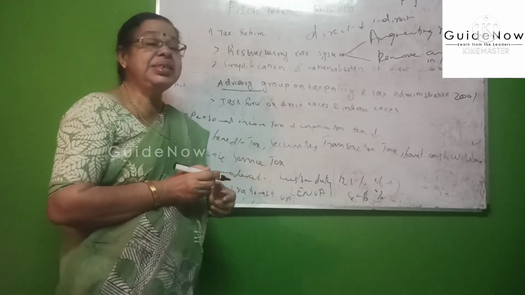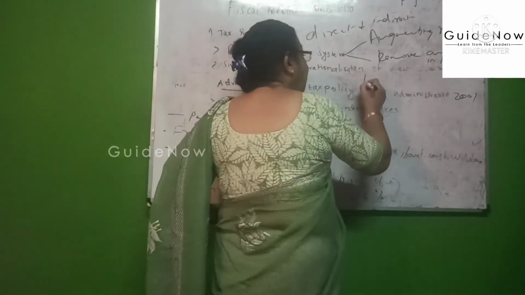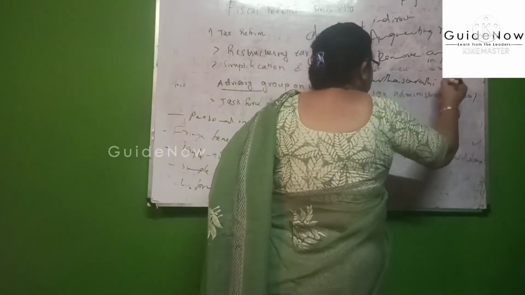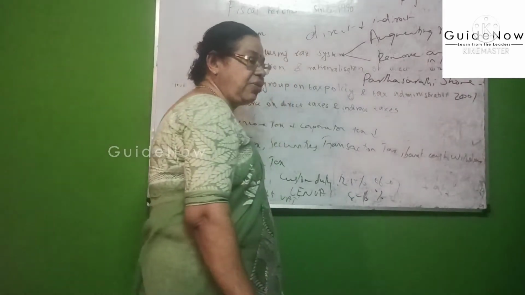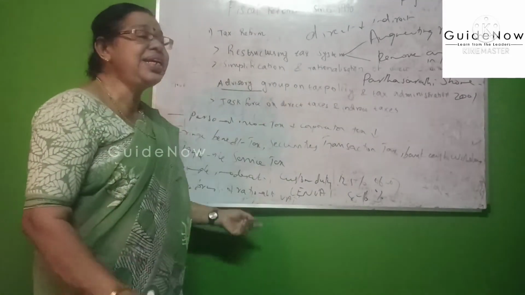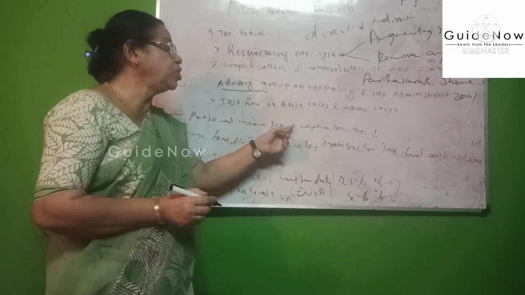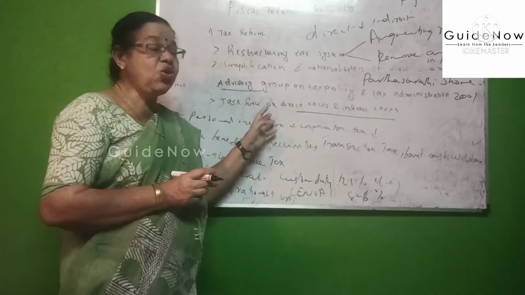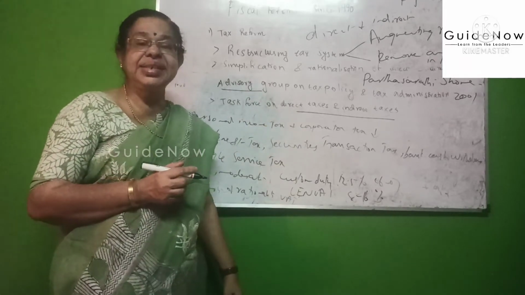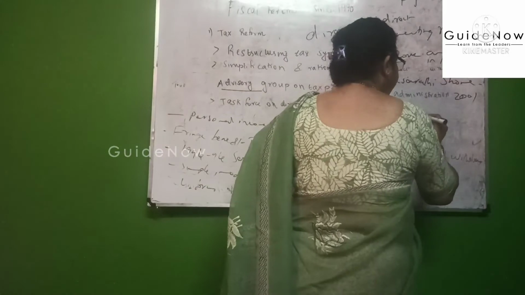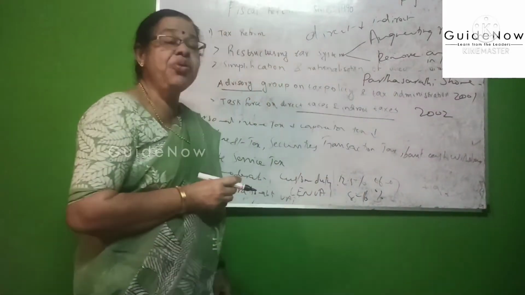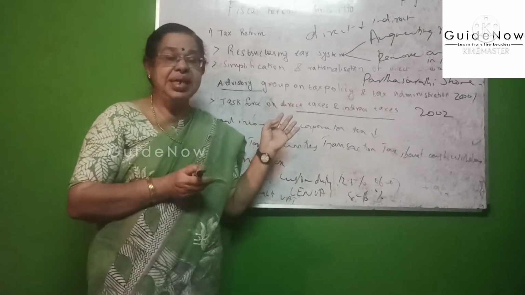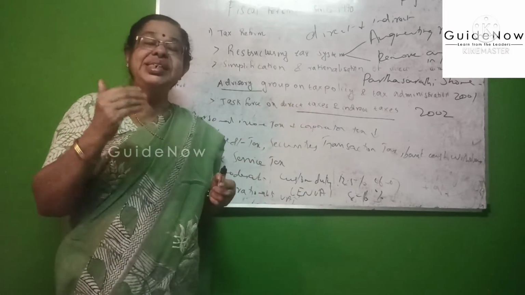The chairman of that committee was Parthasarathi Shome in the year 2001. Another committee is known as the Task Force on Direct Taxes and Indirect Taxes in the year 2002. Its chairman was Vijay Kelkar. These are some other committees formed after the Raja Chellaiah Committee.